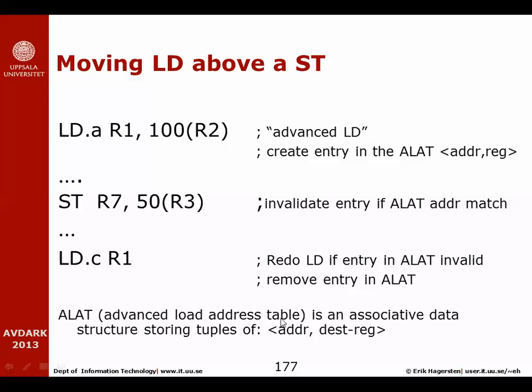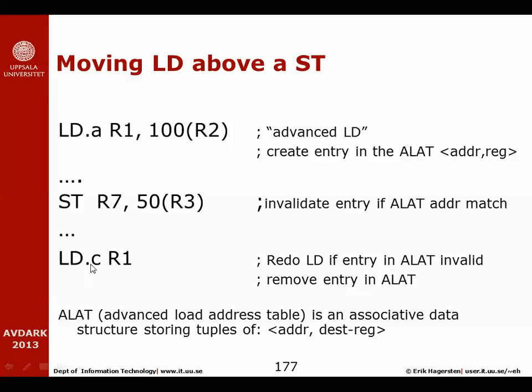Advanced load address table is an associative data structure storing these tuples. So this is like a fully associative or highly associative cache where we store this tuple. Later on, when we perform a store operation, actually every time we perform a store operation, we're going to do a lookup in this ALAT. And more specifically, we're going to see if the address we're storing to has an entry in the ALAT. If it does, we're going to remove that entry from the ALAT.